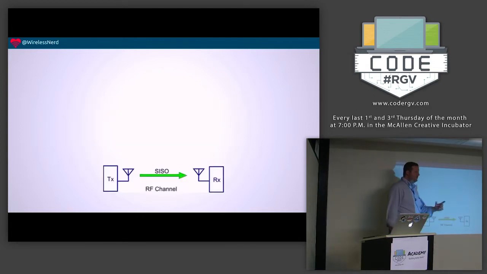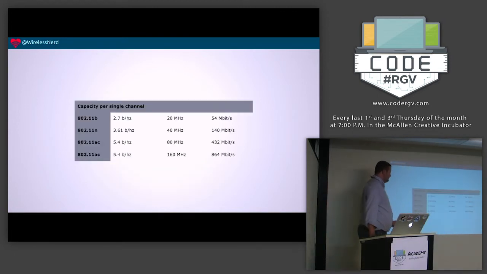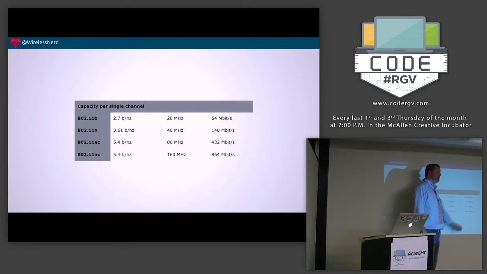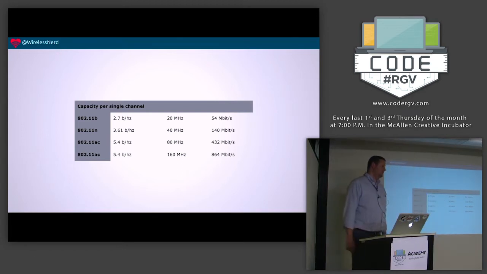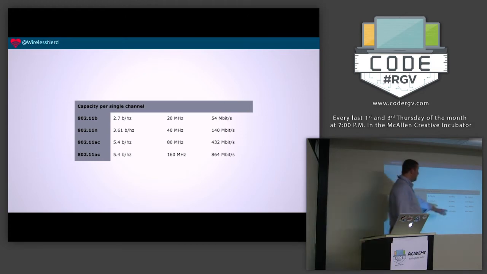So, go ahead. Can you go back to the bytes? So, 864 megabits, right? Obviously, that's megabits, with a little b. So, if we divide that by 8, how much is the output then? Divide by 8, because that's megabytes per second, right? This is in megabits per second. You divide by 8 to get how many megabytes per second. Oh, yeah. Bits to bytes.